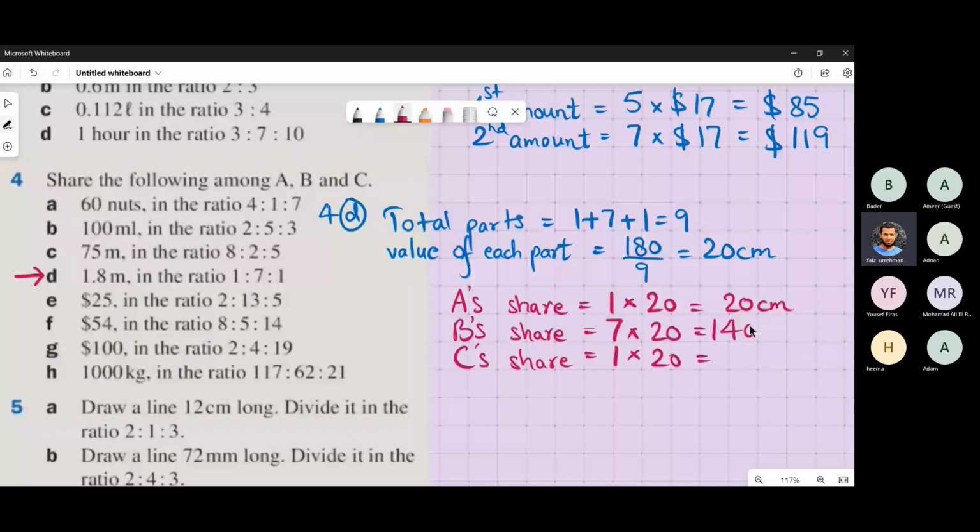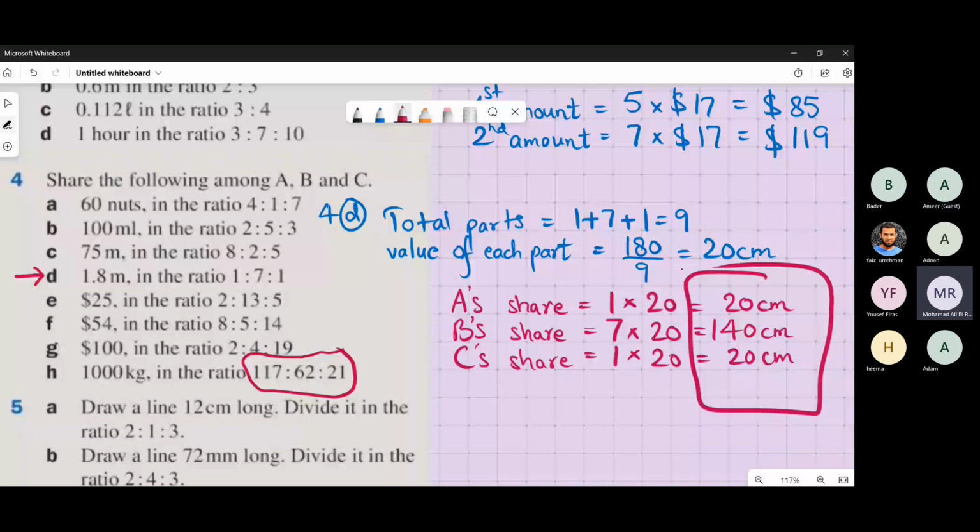And to check your answer, just add all of them. What are you getting? 180. Yes, so our answer is correct. Wait, how is it 180 if you want to check? 20 plus 140 plus 20 equal 180 centimeter, because the total is 180 over 9 parts.